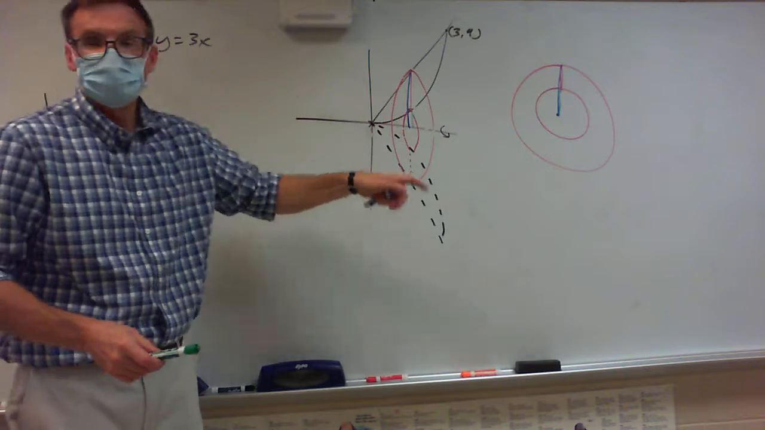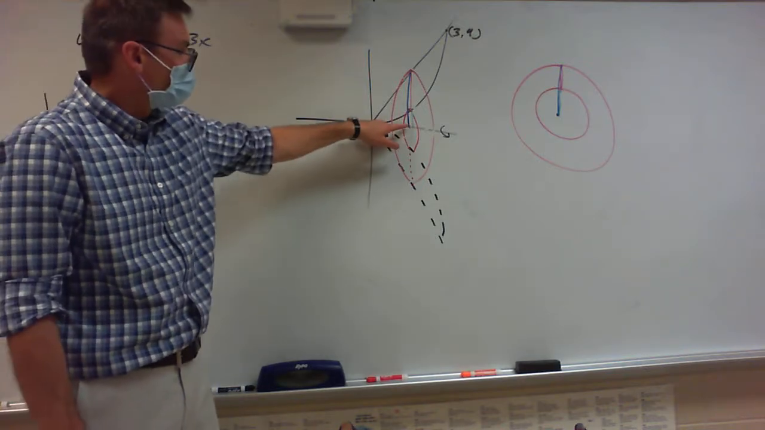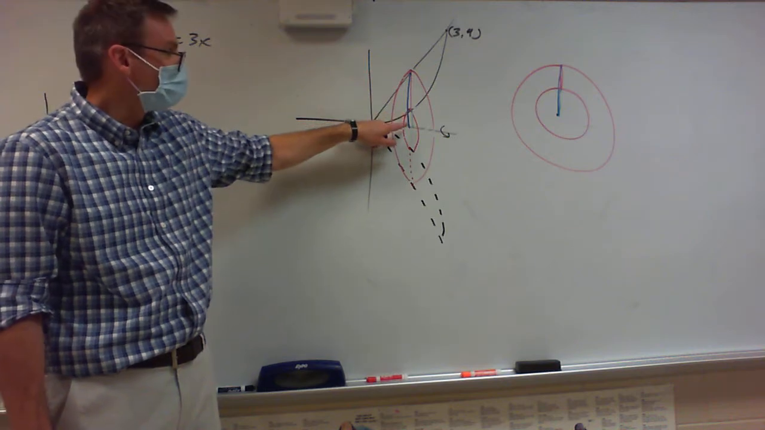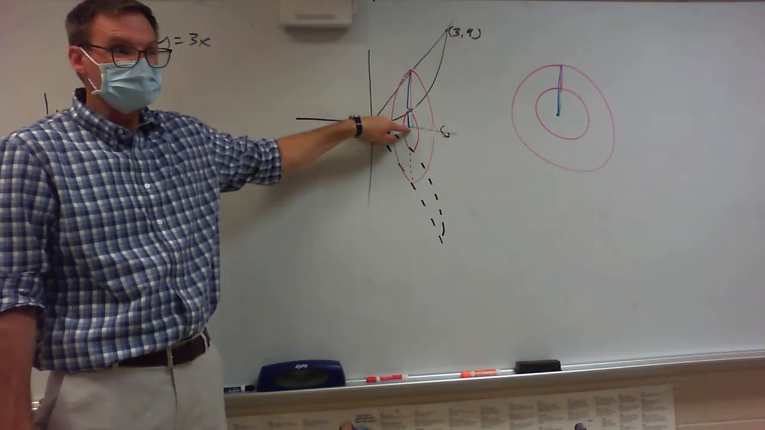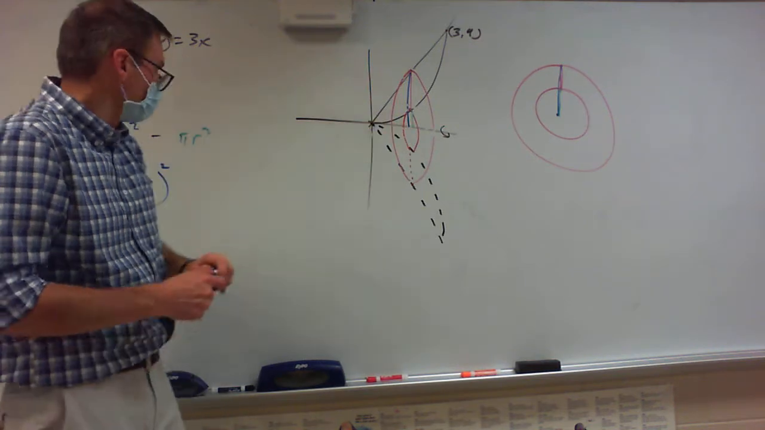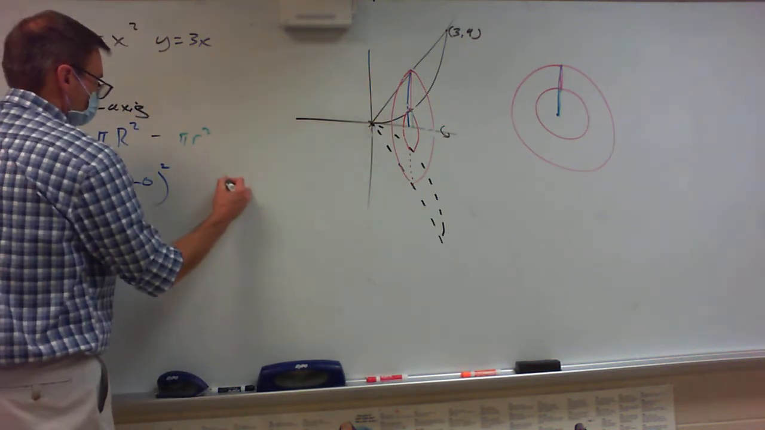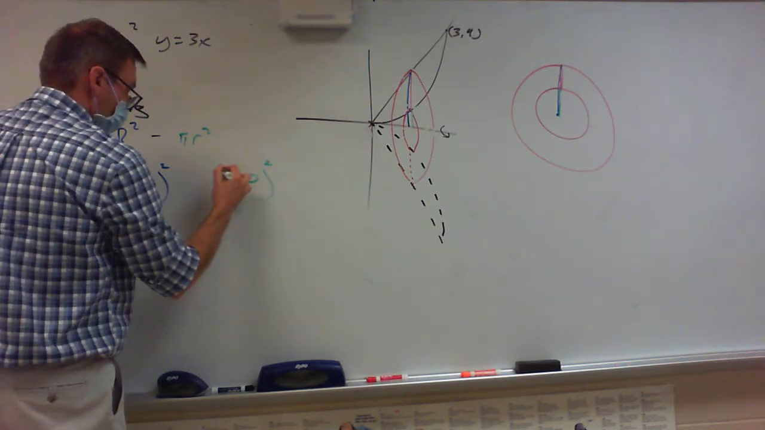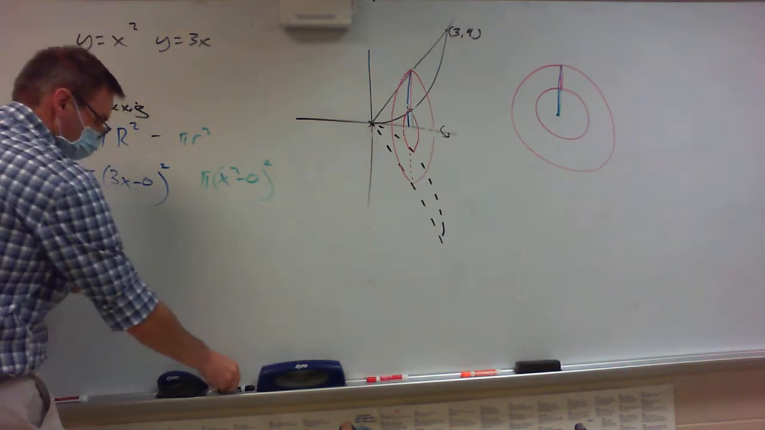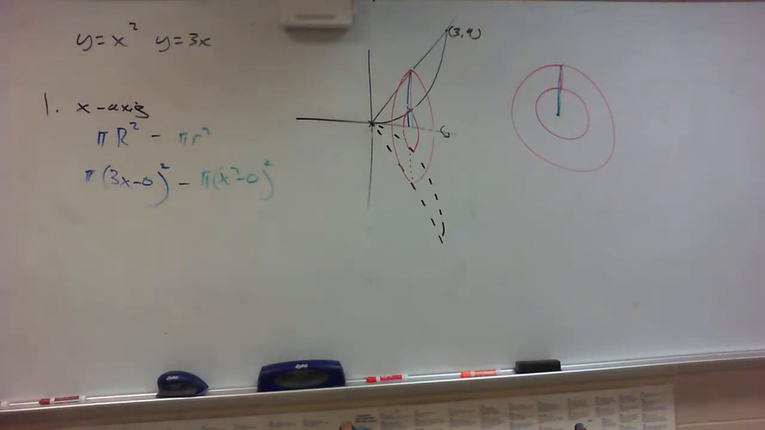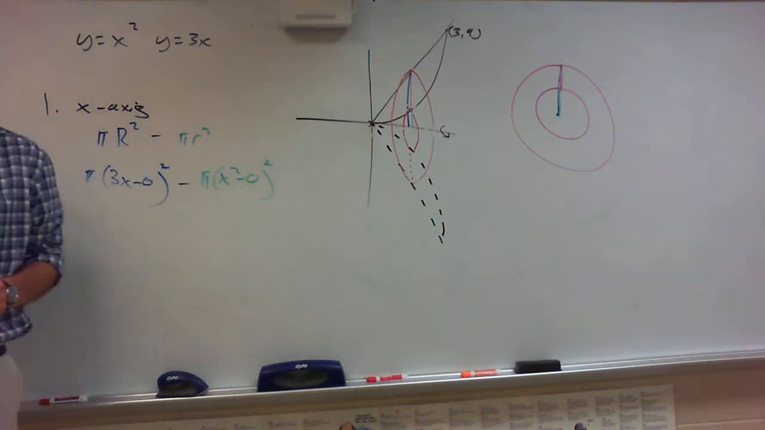Now let's look at our little radius. How big is the little radius? What's the top of it? How tall is it? x squared minus 0. Does everybody see the little radius is going to be x squared minus 0? And so this is going to give us (x squared minus 0) squared, times pi. Did everybody see the big circle minus little circle?